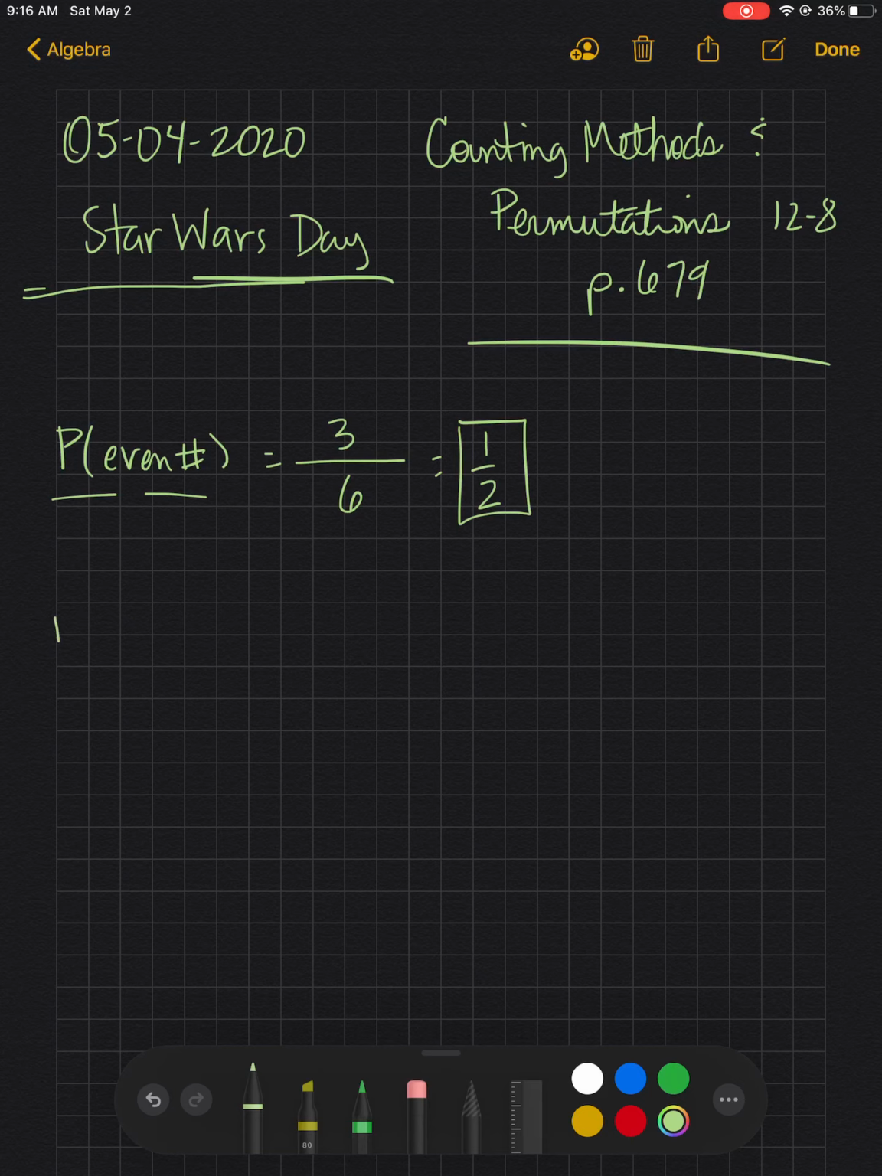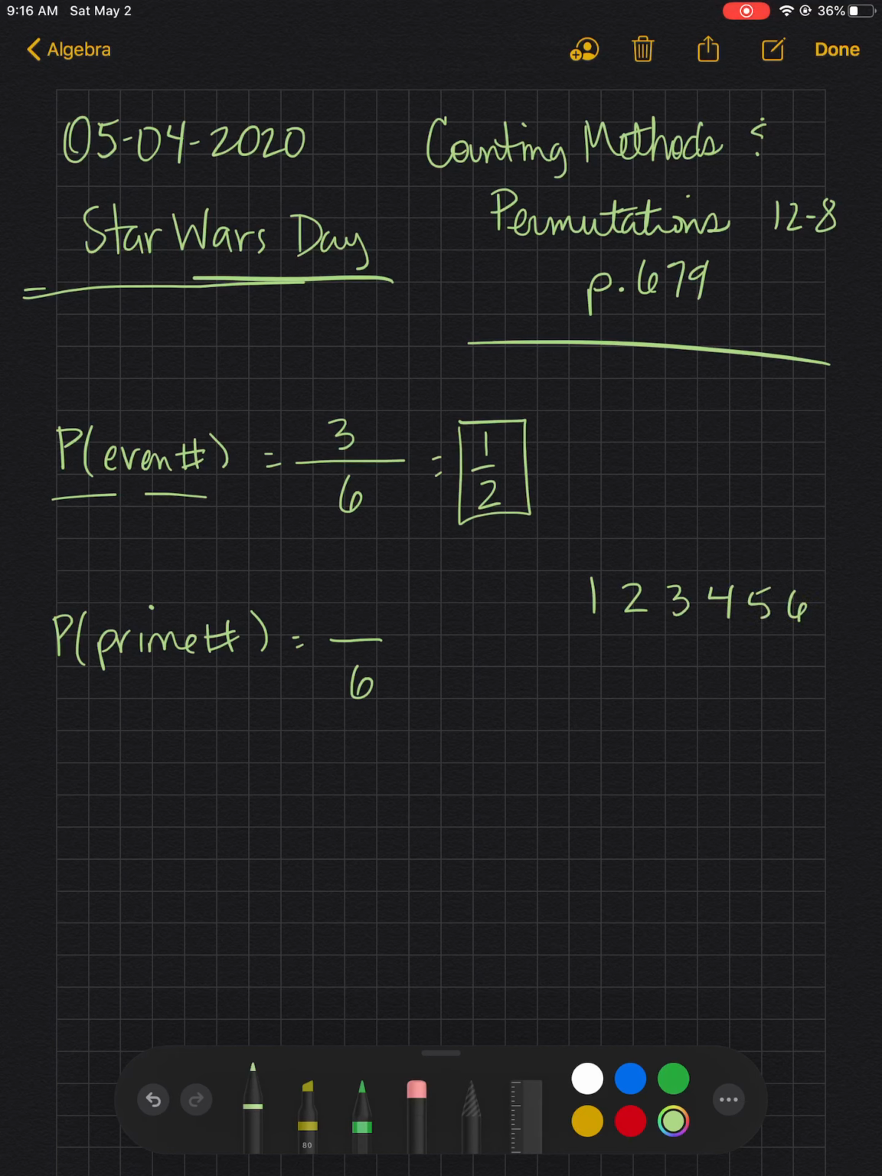All right? The probability of rolling a prime number. So we've still got 6 possibilities. I'm going to write them out here to the side: 1, 2, 3, 4, 5, and 6. So which of these numbers are prime? Remember, 1 is neither prime nor composite. 2 is prime. 3 is prime. 4 is not. And 5 is prime and 6 is not. So we've got 3 prime numbers. So 3 out of 6, which is the same thing as 1/2.